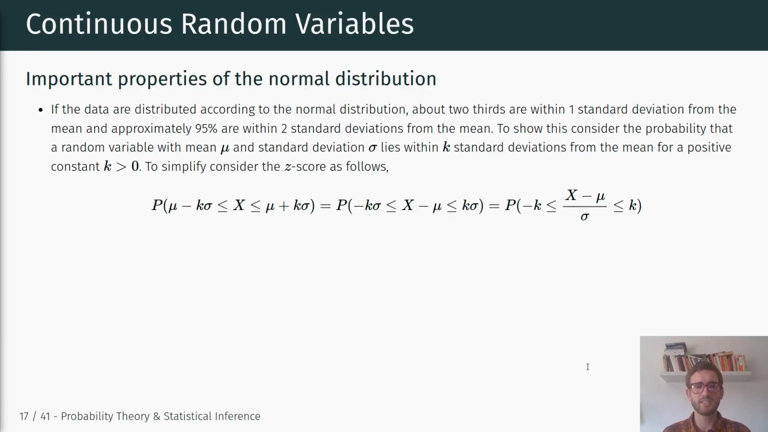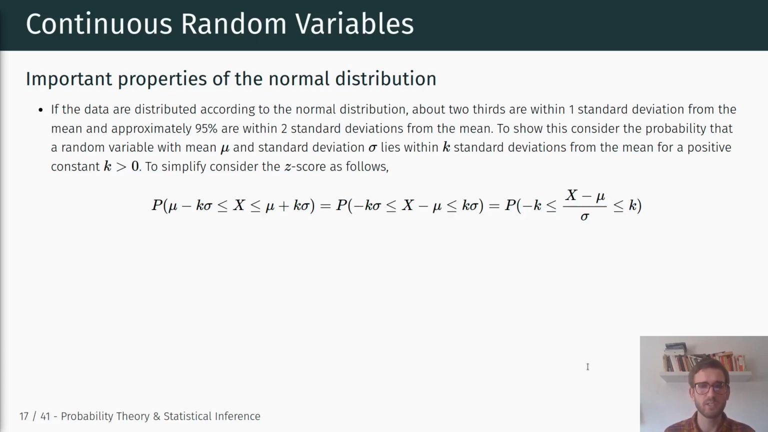Related to this argument of z-scoring, another important property of the normal distribution to keep in mind is that if the data are distributed according to the normal distribution, about 2/3 are within 1 standard deviation from the mean, and approximately 95% are within 2 standard deviations from the mean.